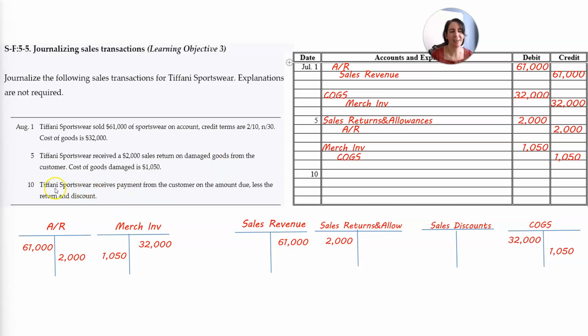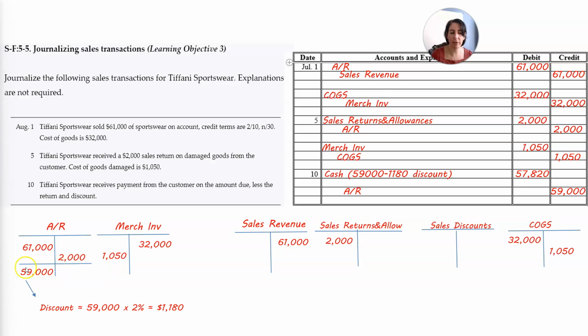Tiffany Sportswear receives payment from the customer on the amount due less the return and less the discount. Remember, we offer them a 2% discount. So if at this point their receivable balance is $59,000 and we offer them a 2% discount, you have to do that math on the side. $59,000 at 2% is $1,180. That is the amount of discount, so cash is $59,000 less the discount, $57,820.